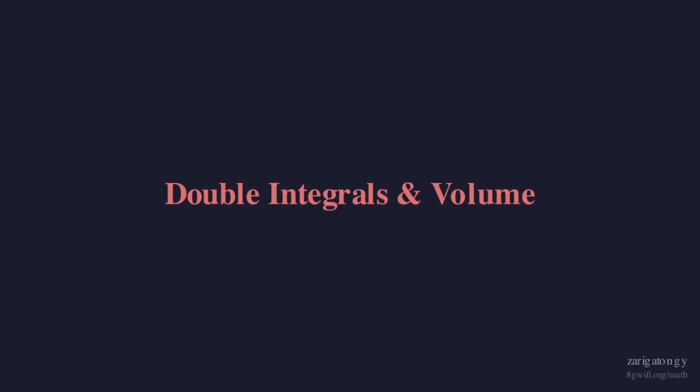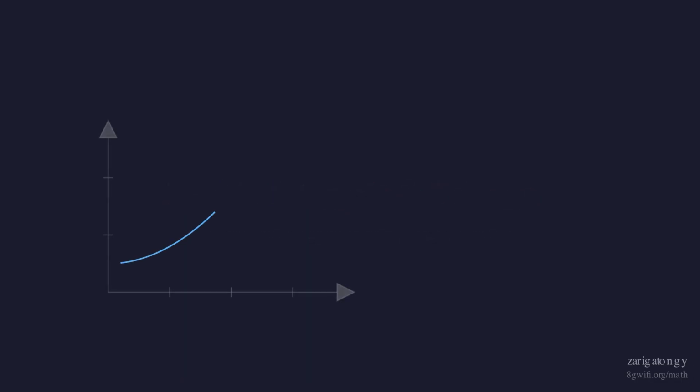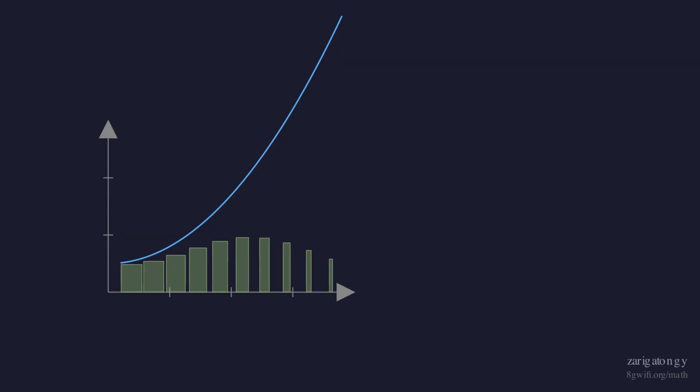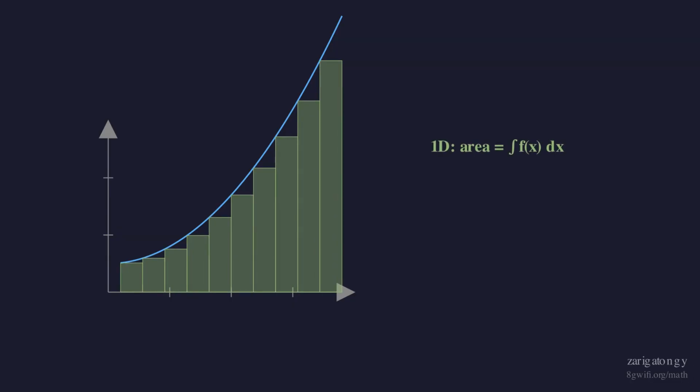You know how to find the area under a curve. Now let's go one dimension higher. Volume under a surface. Quick recall. A single integral sums up thin rectangles to get area. Now imagine adding a second dimension.